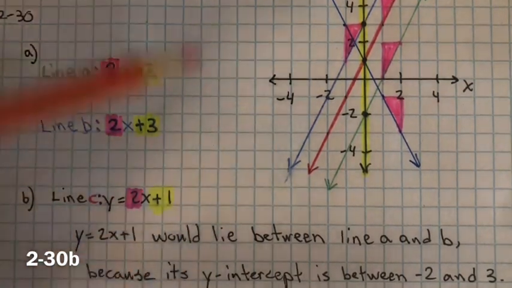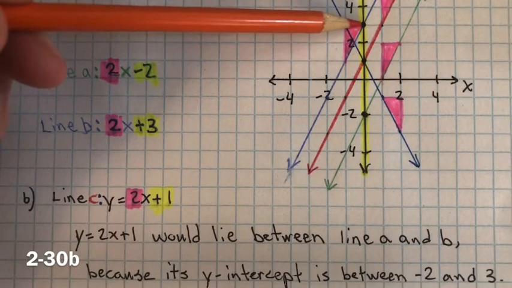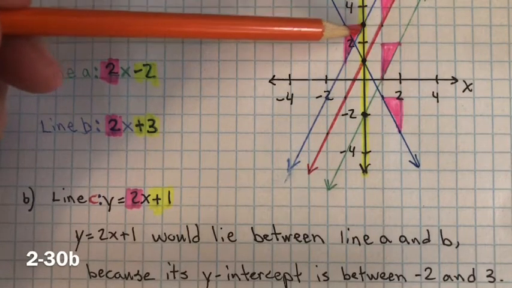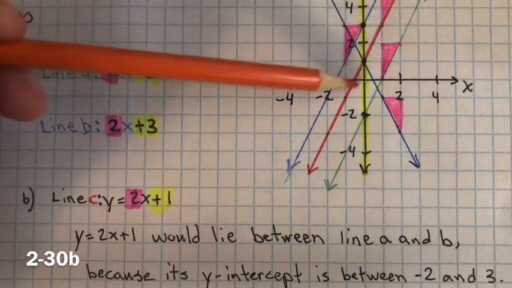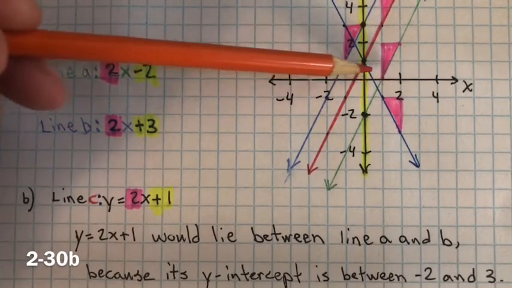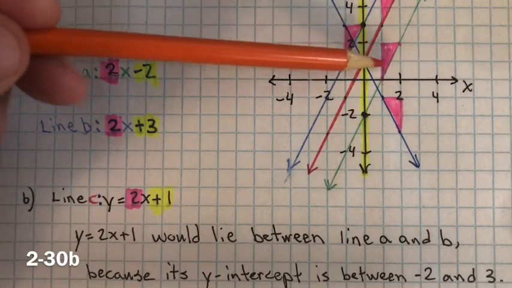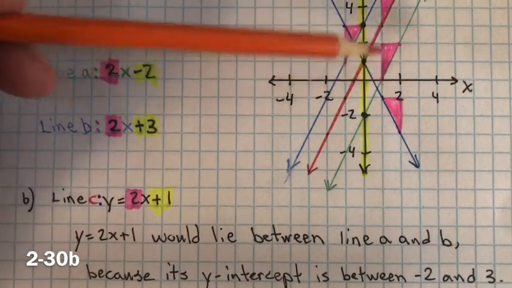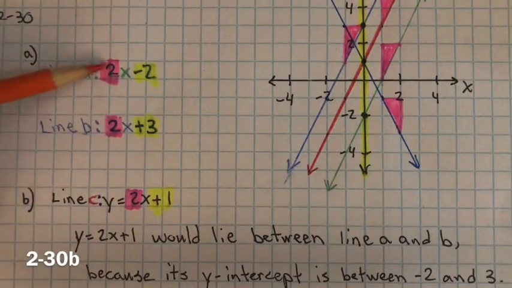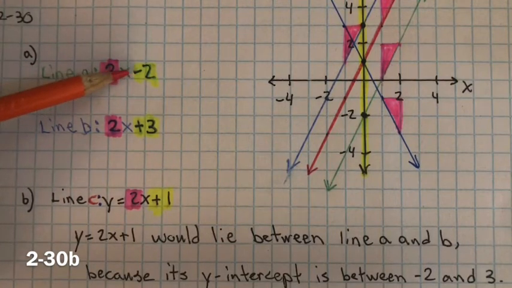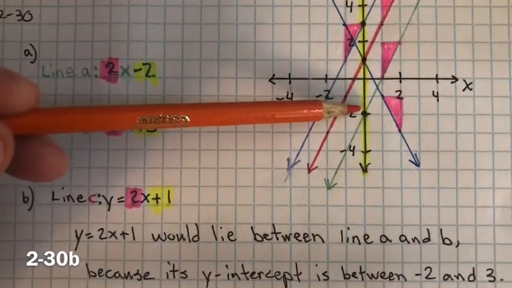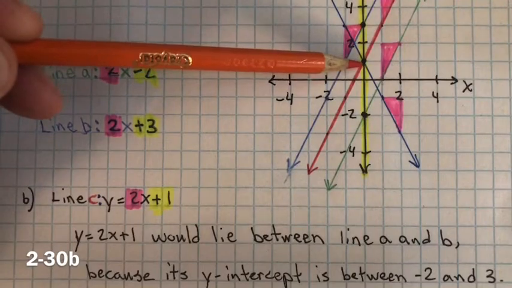Well, when lines have the same slope, that means that they are parallel because they have the same rate of change. Rise 2, run 1, rise 2, run 1, and they all have that rate of change. So that means that these lines will never intersect because they are all parallel. They all have the same rate of change or slope. The only thing that's different is where they lie on the graph because of the y-intercept: -2, positive 3, and positive 1.